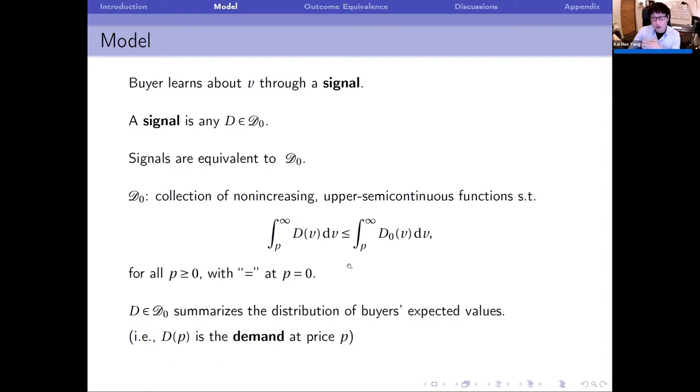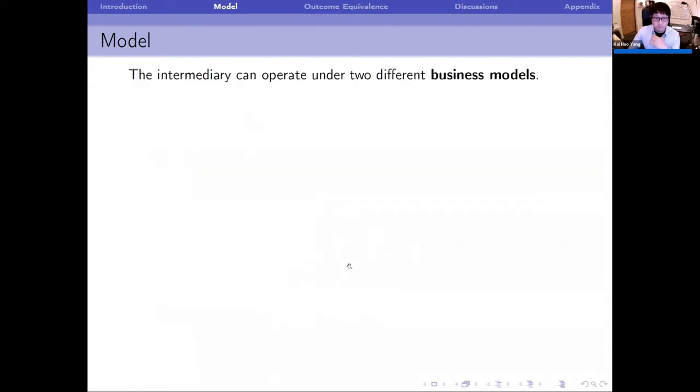So now let me turn to the intermediary side of the model. The intermediary can operate under different business models as motivated in the introduction. And for the majority of this talk, I'm going to focus on two major business models. And in the end, I can talk a little bit about how to generalize it and how to think of this result that involves only two business models.